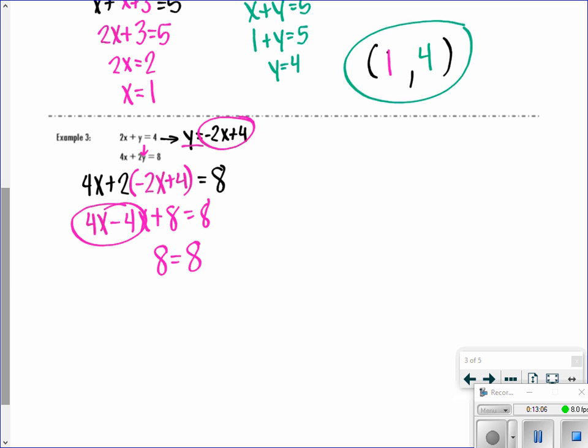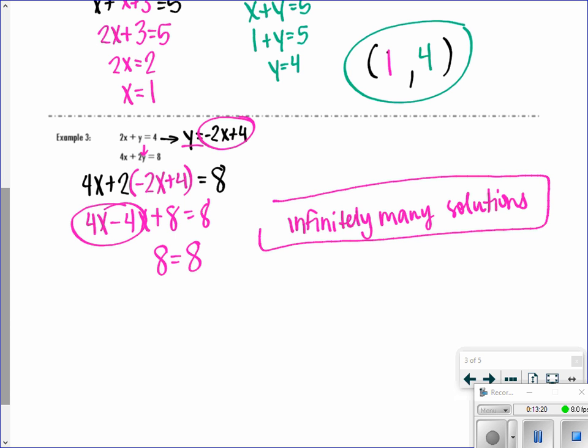Why is this one infinitely many solutions? Okay. So before we move on, yes, what you would box would be infinite solutions, infinitely many solutions. That would be wonderful. Why? Emily?